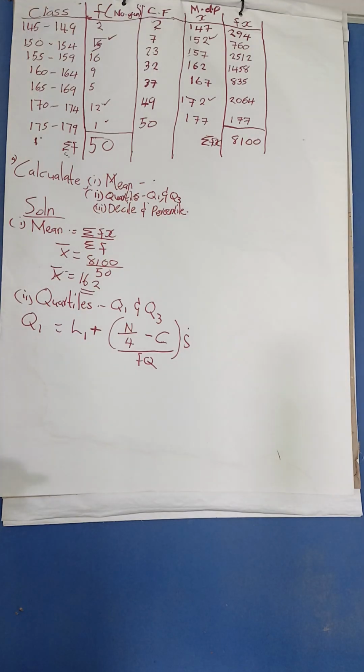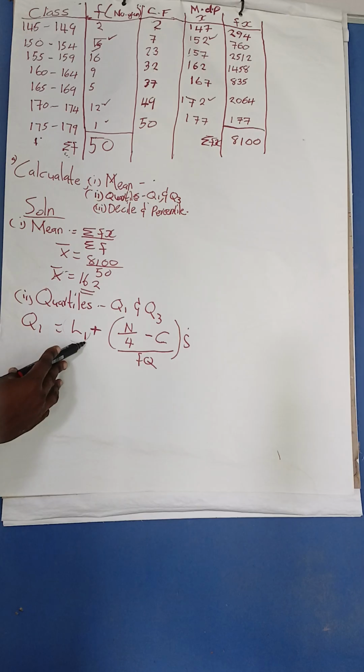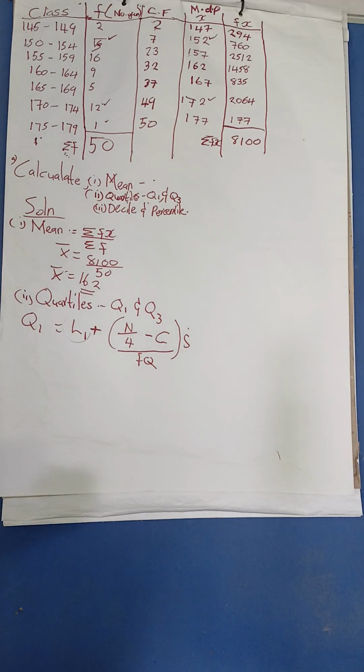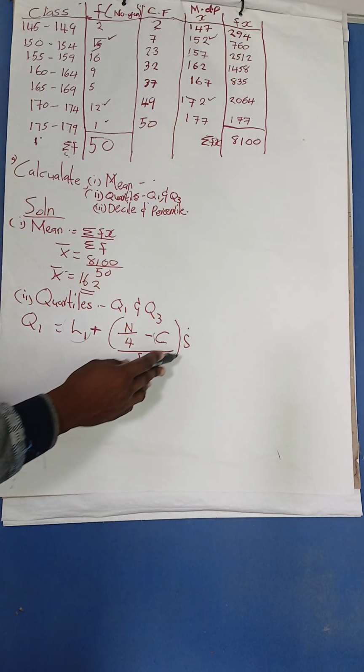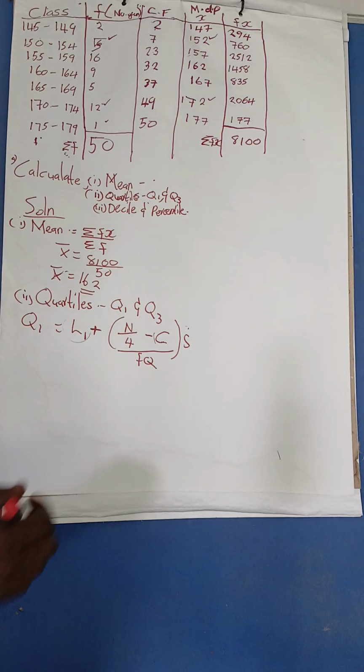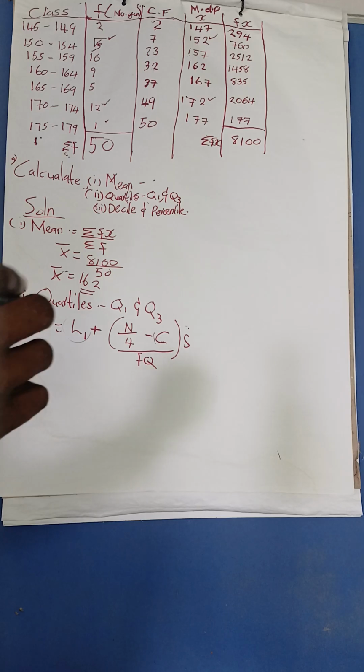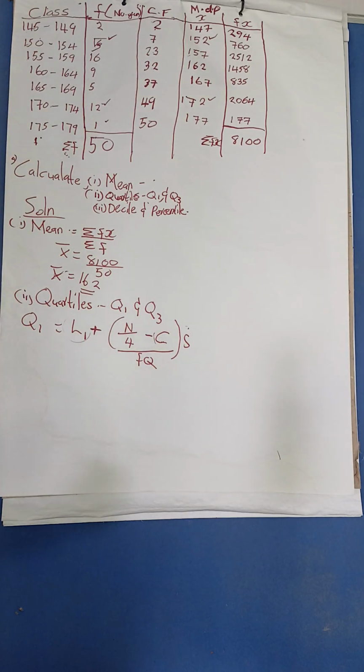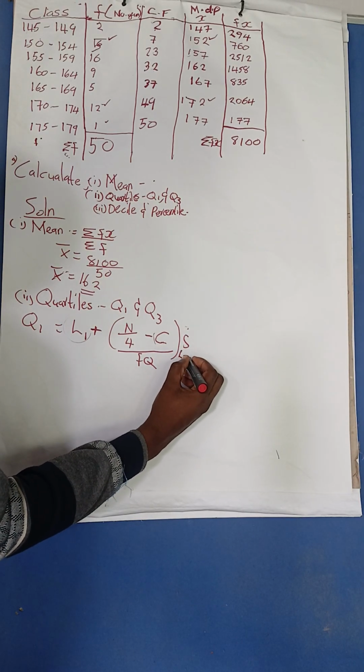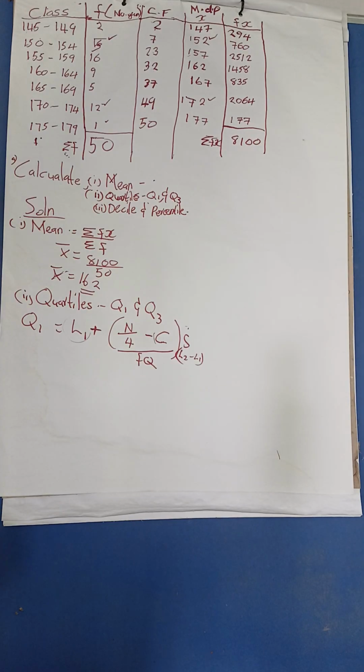Good. So you realize I've said L1 is the lower class boundary of the quartile class. For those who are writing, you can say L1 is the lower class boundary of the quartile class. Then L2 is the upper class boundary of the quartile class. Then FQ is the frequency of the quartile class. Then C is the cumulative frequency before the quartile class. Then I will always represent the class interval. And how do you get I? It is always L2 minus L1.